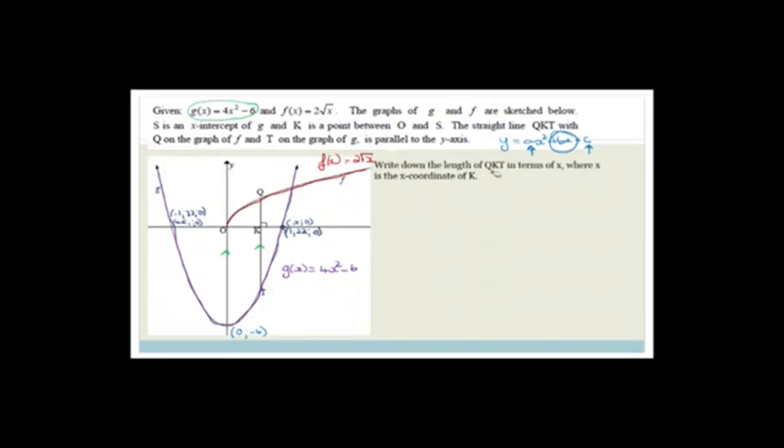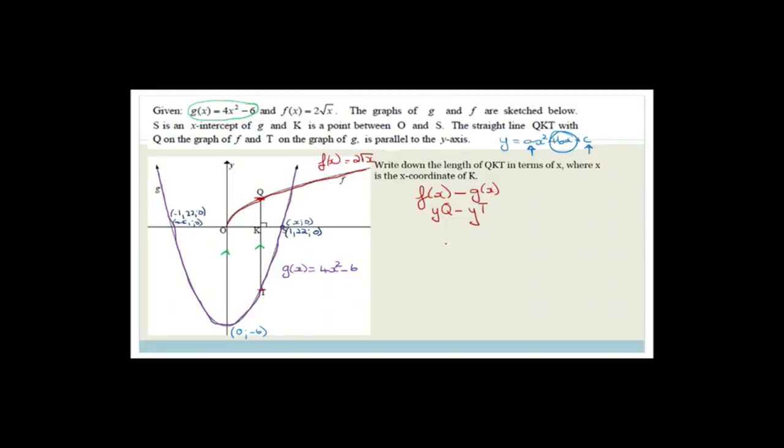Next it says write down the length of QT in terms of x. Okay, write down the length of QT in terms of x, where x is the x coordinate of K. So what are they really saying? They want us to take f of x and subtract g of x. That's what they really want, because this would be the y value of Q, the y value of Q minus the y value of T. That's what we're really saying.